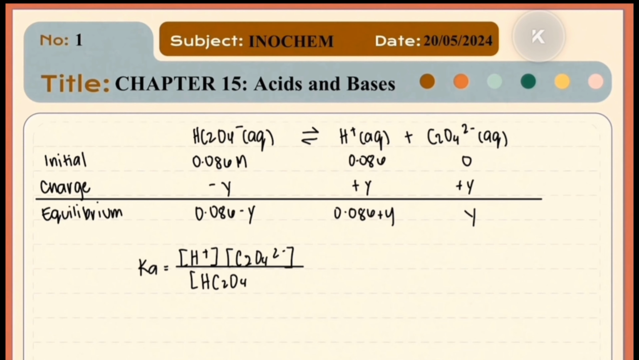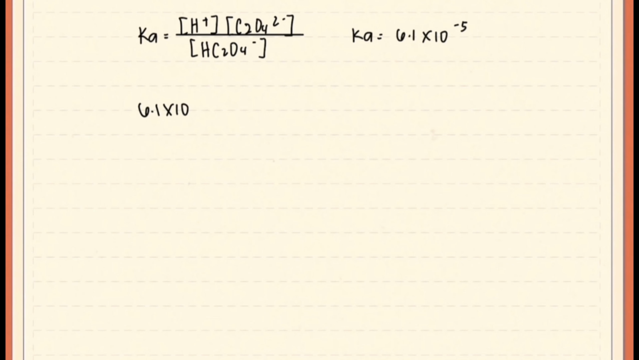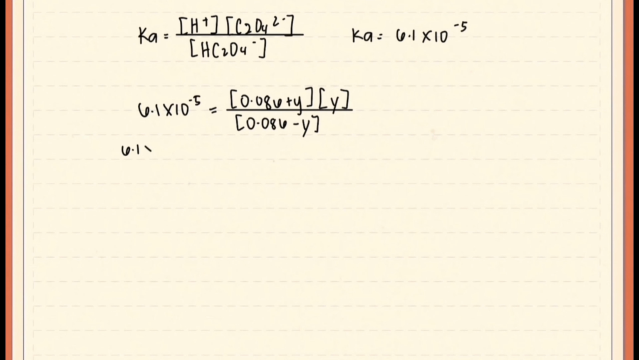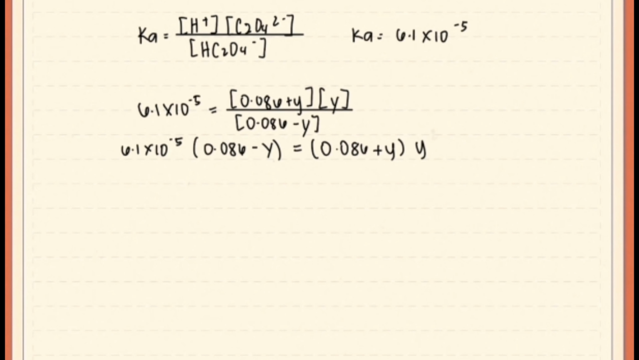Just like kanina, i-use din natin yung equation ng ating ionization constant which is equal to the concentration of our products over the concentration of reactant. Given din yung value ng ating ionization constant, so i-substitute lang natin ito sa ating equation. This will lead us to 6.1 times 10 raised to negative 5 is equal to 0.086 plus y times y all over 0.086 minus y. Again, applying cross multiplication will lead us to 6.1 times 10 raised to negative 5 multiplied to the quantity 0.086 minus y is equal to the quantity of 0.086 plus y times y.